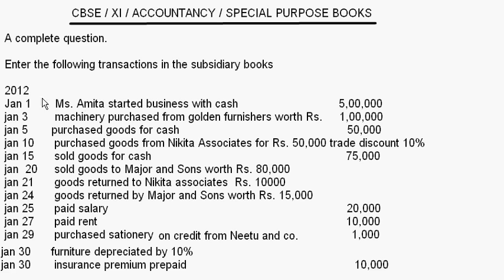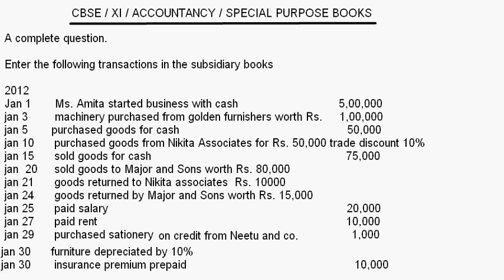Now the transactions are as follows. Mrs. Amita started business with cash. Machinery purchased from Golden Furnishers. Purchase goods for cash. Purchase goods from Nikita Associates for Rs 50,000, trade discount 10%. Sold goods for cash 75,000. Sold goods to Major and Sons worth Rs 80,000. Goods returned to Nikita Associates 10,000. Goods returned by Major and Sons worth Rs 15,000. Paid salary, paid rent. Purchased stationery on credit from Neetu and Company. Furniture depreciated by 10%. Insurance premium prepaid.